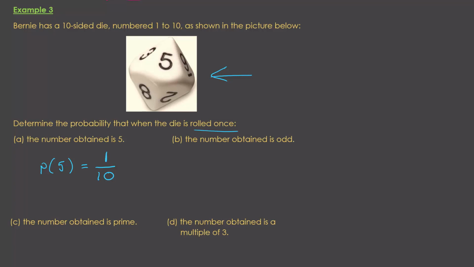The number obtained is odd. Well, if we think about that, we've got 1, 3, 5, 7, and 9. So the probability of getting an odd result is 5 out of the 10. Now remember, you might cancel that down to a half, although you're not always expected to in probability questions.